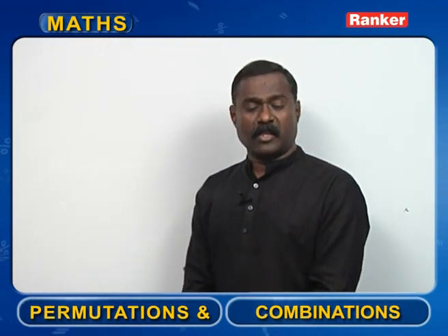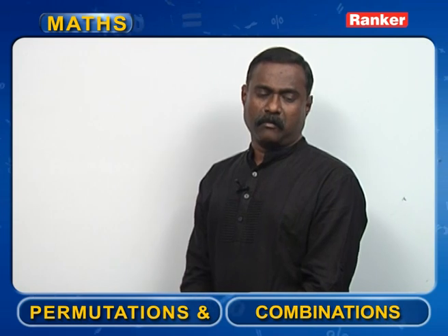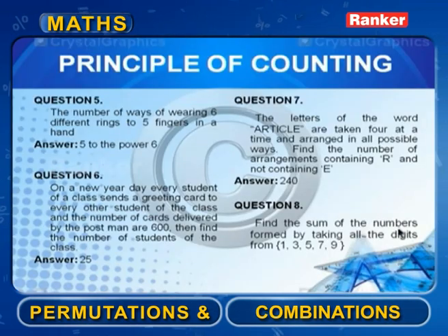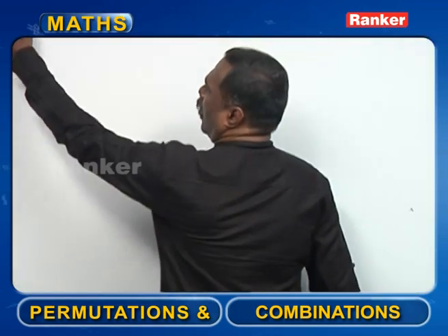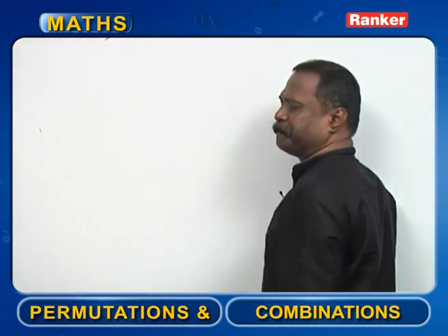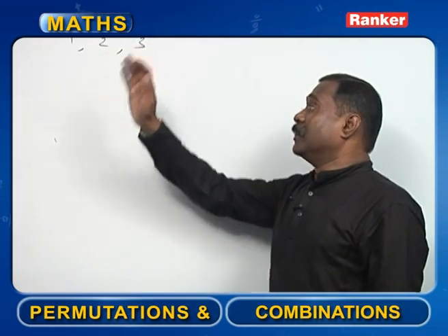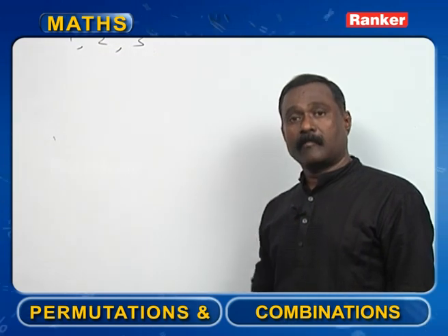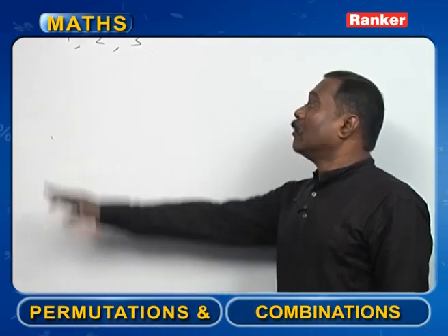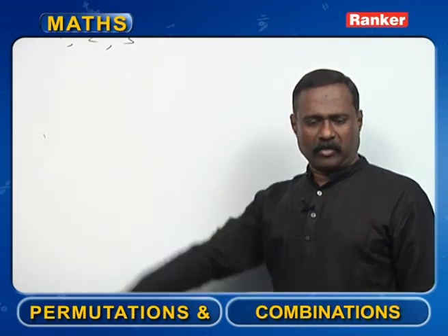Why you may be attempting such problems: find the number of numbers that can be formed. It is not find the number of numbers. You have to see that it is find the sum of the numbers. Sum of the numbers means what? I'll take an example and I'll explain it to you. Like I have 1, 2, 3 in my hand. I want to form different 3-digit numbers, without repetition.